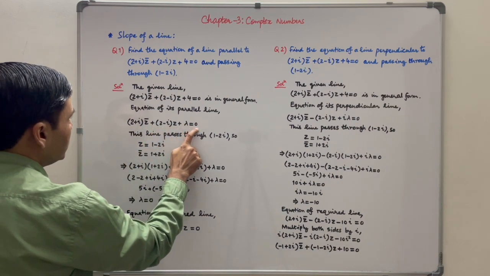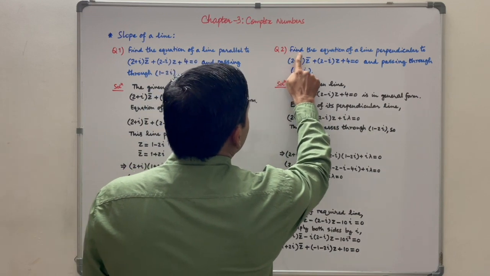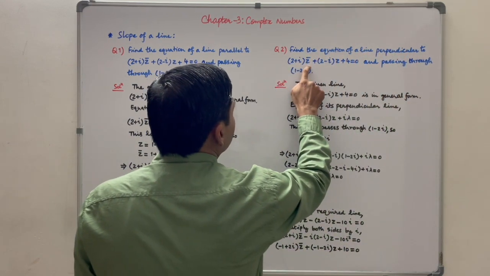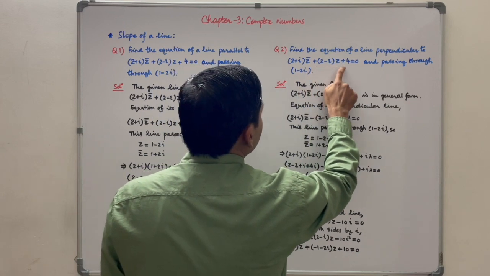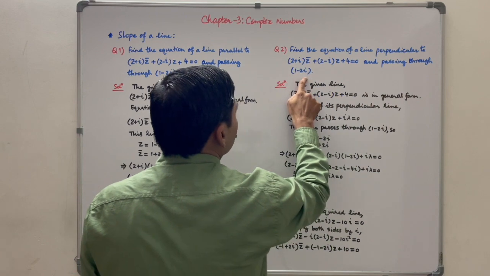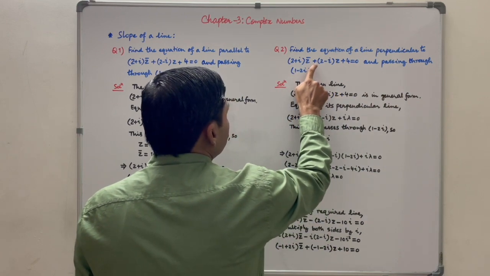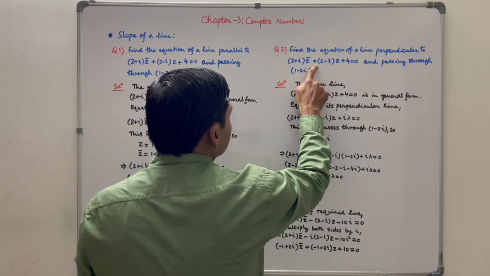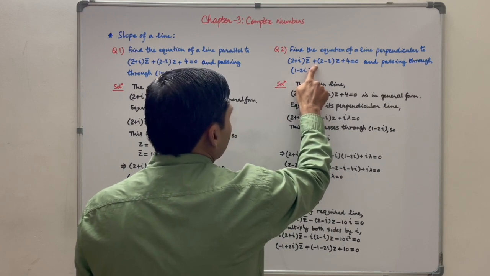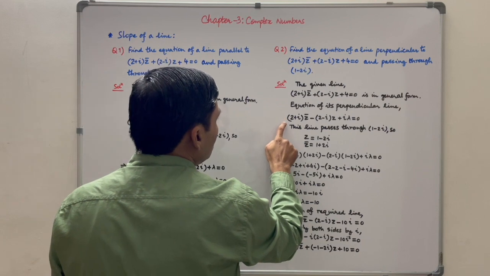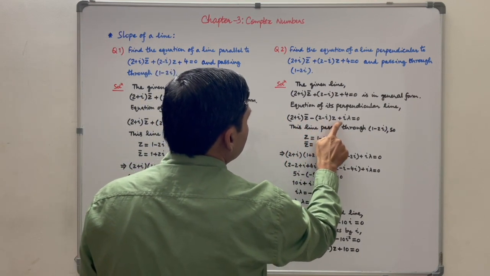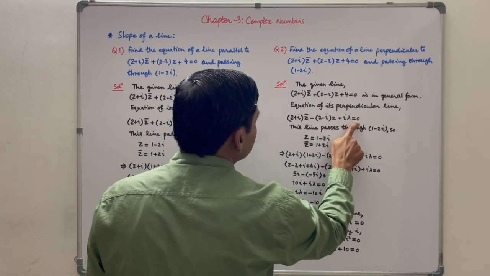Second question, find the equation of a line perpendicular to (2 plus i) z bar plus (2 minus i) z plus 4 is equal to 0 and passing through 1 minus 2i. From the previous question, we know that the line is in general form. Next, we will write equation of its perpendicular line, and that is given by (2 plus i) z bar minus (2 minus i) z plus i lambda is equal to 0.